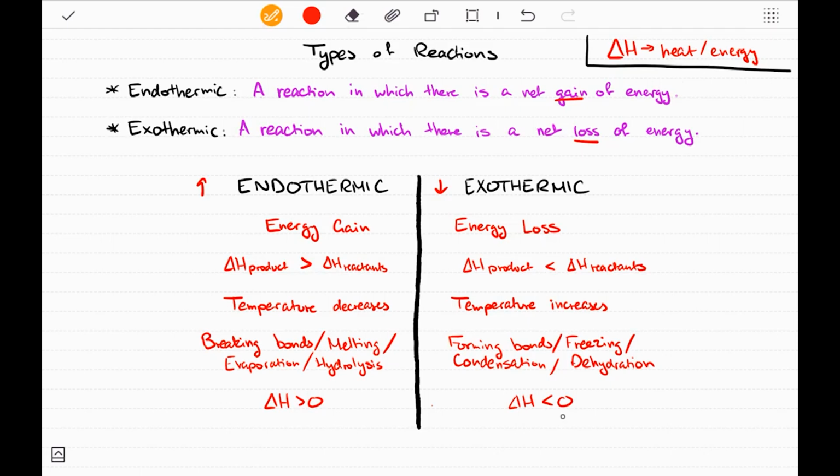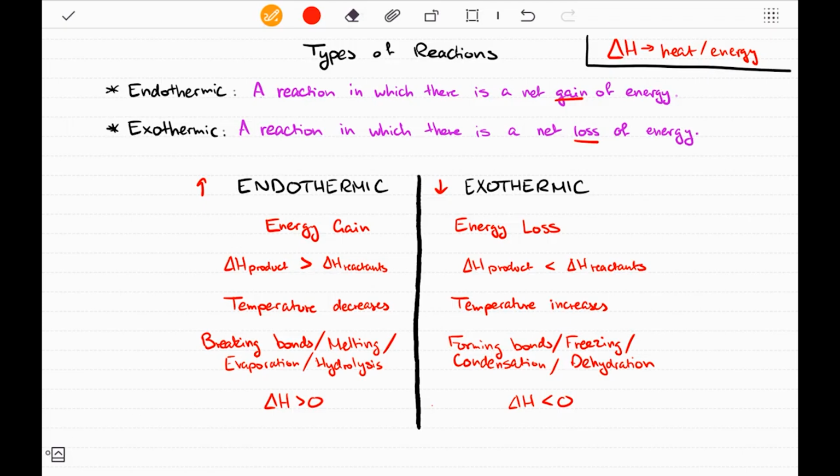And then if we want to talk about examples of each, an endothermic reaction would be something like breaking a bond, melting something, evaporating something, hydrolyzing something. Whereas in exothermic reactions, we just think of the opposites, forming a bond, freezing or condensation, dehydration reactions. And yeah, of course, you can just pause and screenshot at any time if you want to look at this for longer.